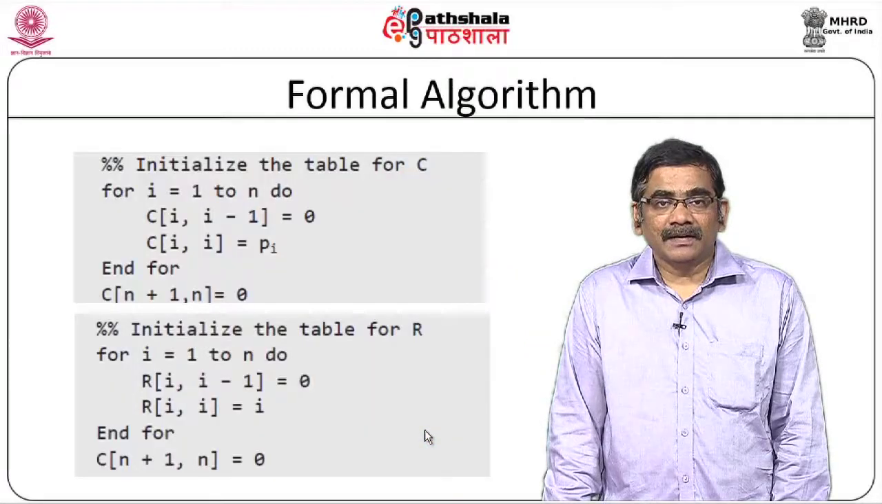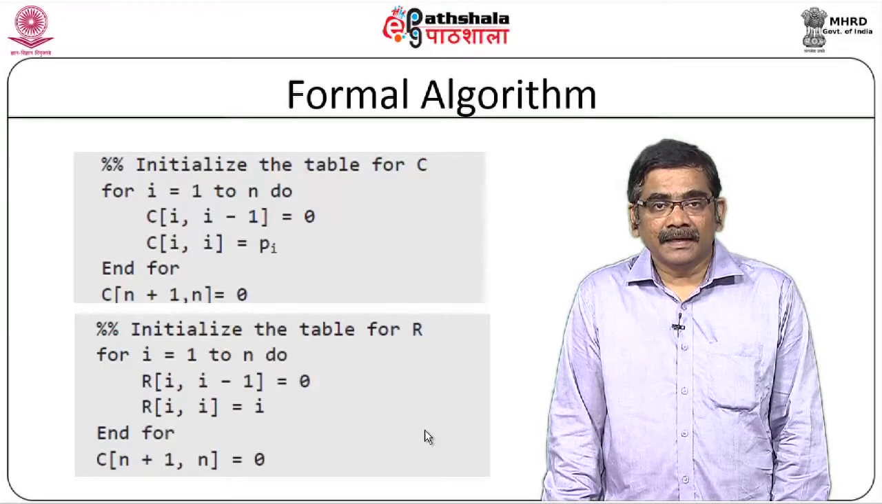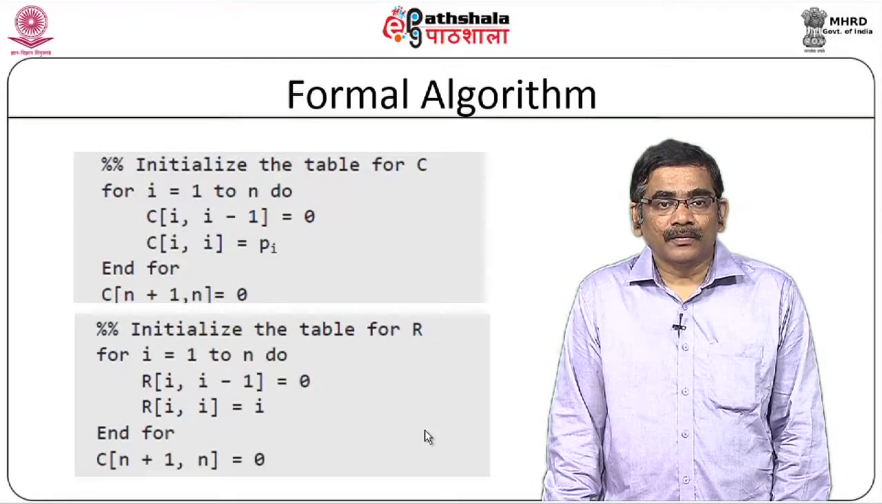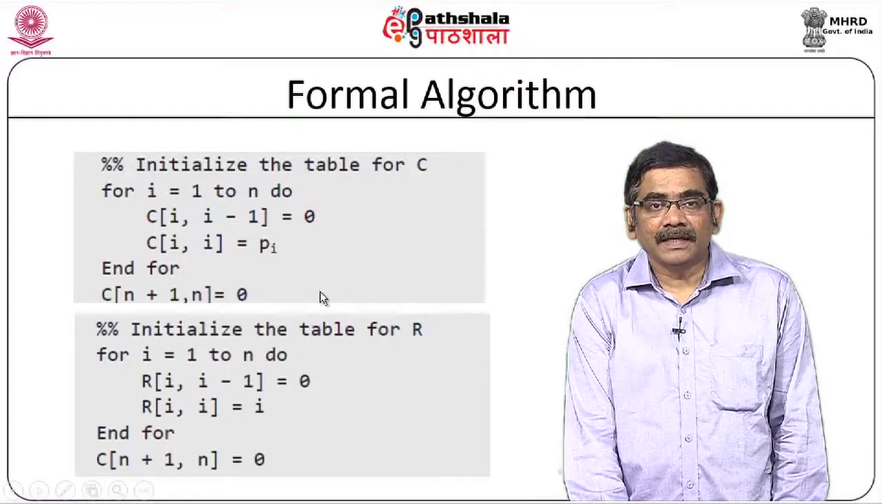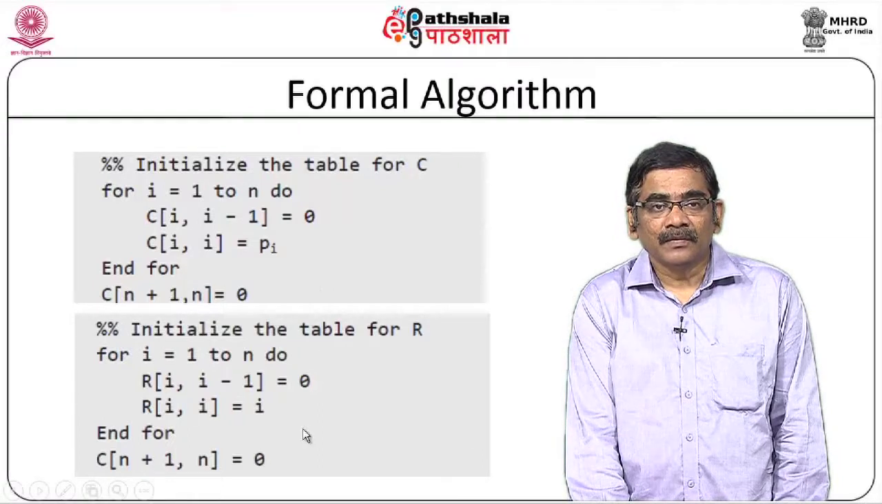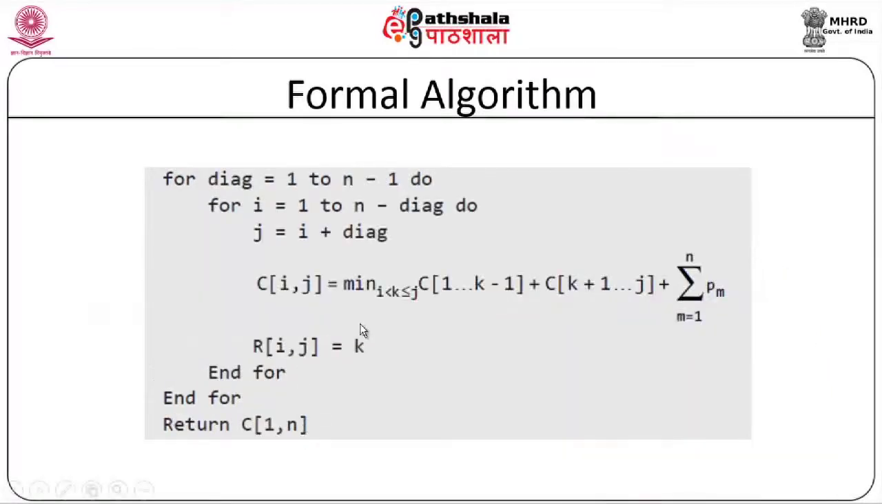So, this is the formal algorithm. You can see exactly what is happening. N keys are given. So, we are starting a loop. We are initializing the table, then we are initializing the table for R. This is going to contain the minimum value of k, and this is the loop where we are going to construct the entries for the upper triangle. This is a recursive relation. Finally, we are going to return 1 comma n as the result.